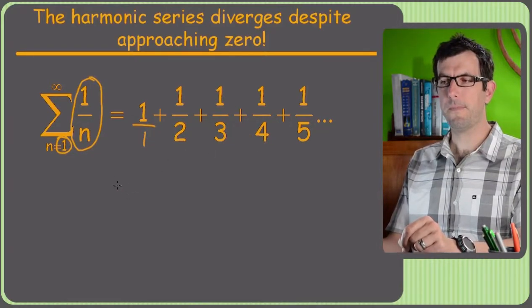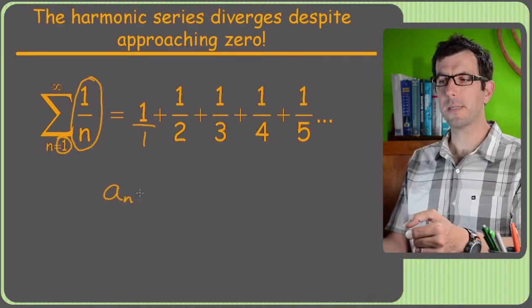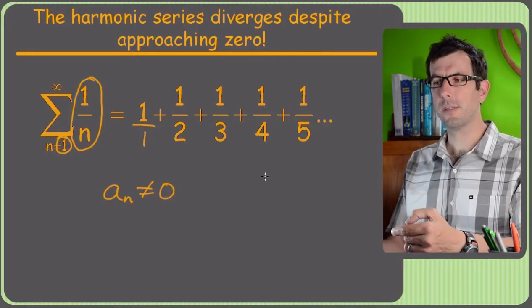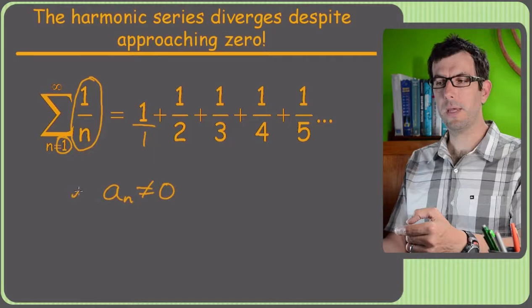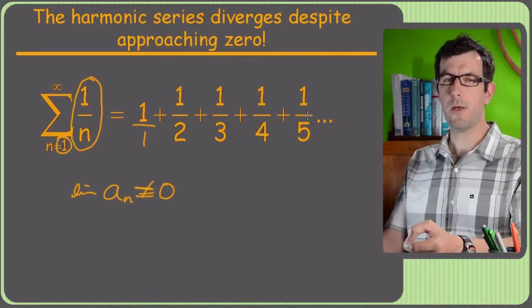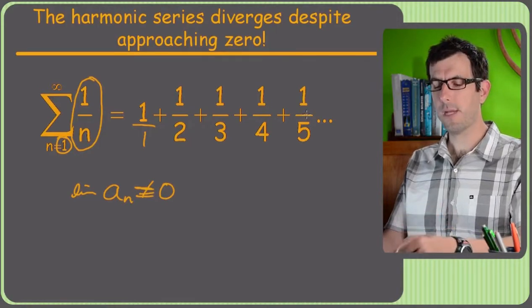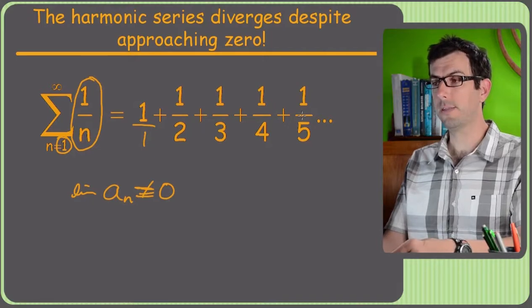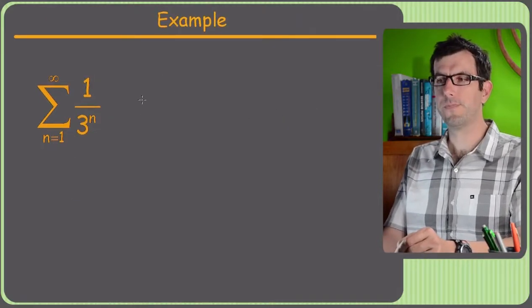You can see it satisfies the theorem. The theorem said that if a sub n, basically, is not equal to 0, the thing diverges. But for this one, the limit is 0. So these terms are getting smaller and smaller, and yet it diverges. So that's why it's important not to think of this as a test for convergence. It's just going to help you rule out stuff that will diverge.